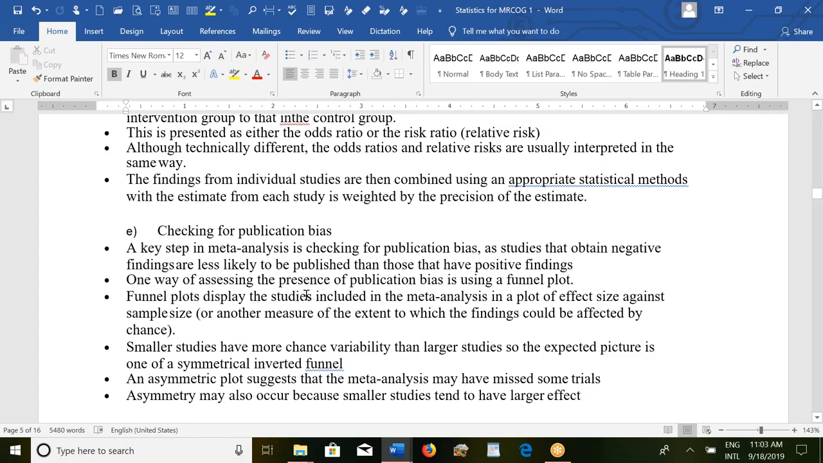One way of assessing the presence of publication bias is using a funnel plot. A funnel plot displays the studies included in the meta-analysis in a plot of effect size against the sample size, or another measure of the extent to which the findings could be affected by chance. They will not go into such details, but you should just have some idea, so you can ignore this.